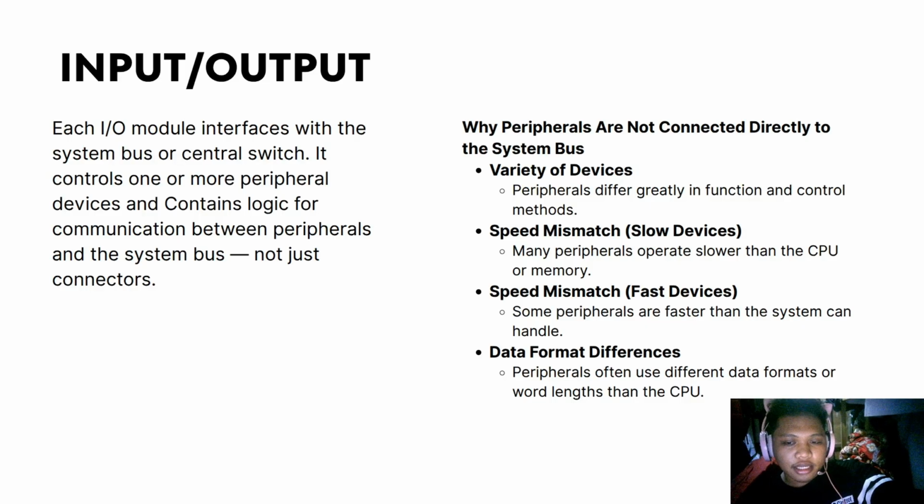And then there are data format differences, where peripherals often use different data formats or word lengths than the CPU. For our speed mismatch, remember the term handshaking. Handshaking is like an identification of the speed of the peripheral device and of the computer, so they are matched, no.